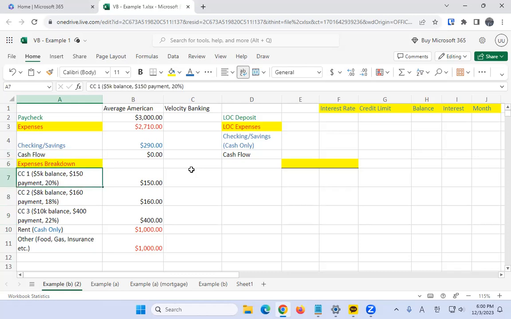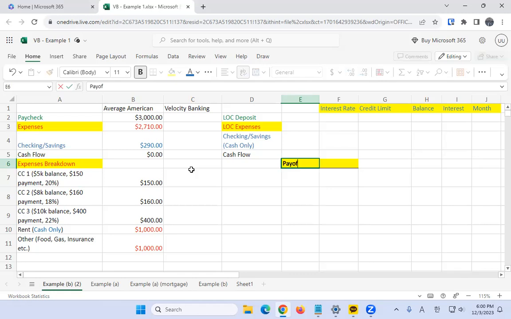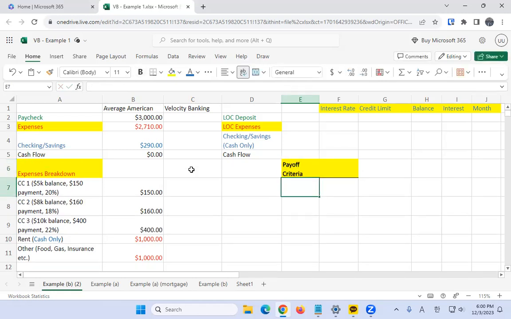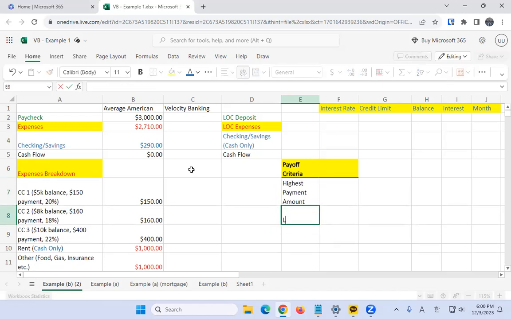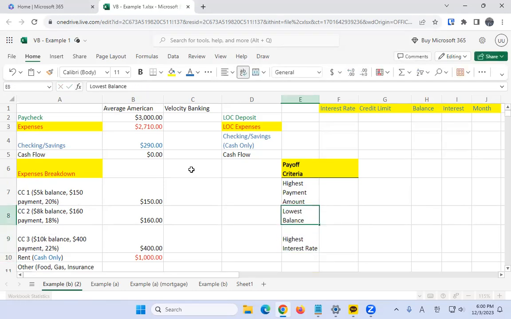The way that we figure out how to pay off these debts is we can do it by the interest rate. What's the highest interest rate out of all of them? Which one has the lowest balance? So let me just do payoff criteria. One of the ways we can figure out which ones to pay off is a combination of these 3: highest payment amount, lowest balance, and highest interest rate, right? So any debt that falls into these 3 categories would probably be our best candidate to pay off.